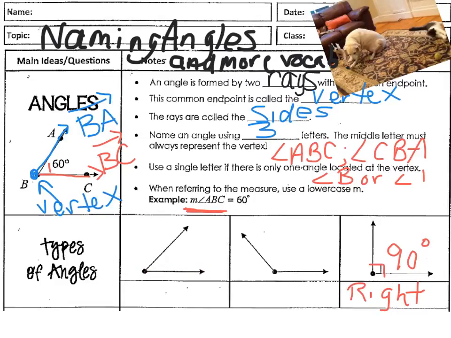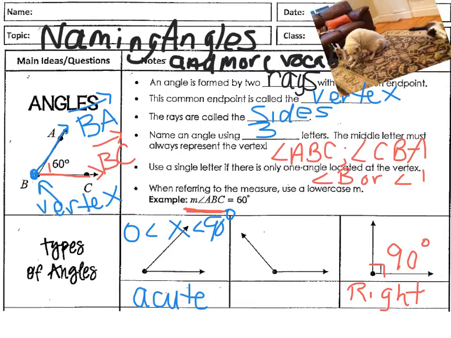This angle is called an acute angle. An acute angle is a little bit bigger than 0, but a little bit smaller than 90 degrees, okay? This is how we read it: 0 is less than x, is less than 90. That means that it's between 0 and 90 degrees, but not equal to 90, not equal to 0.